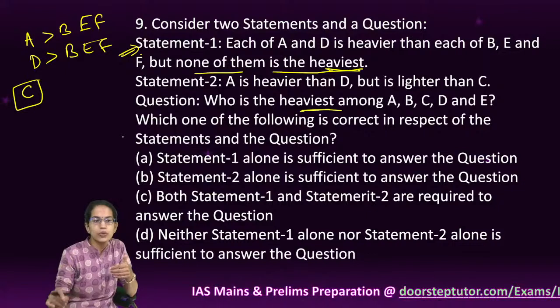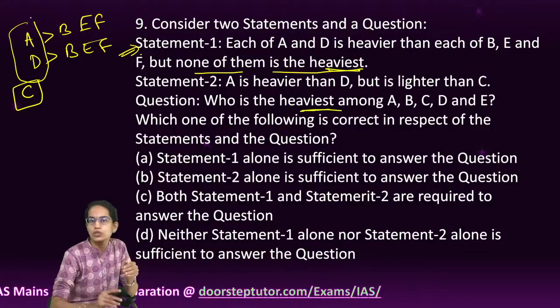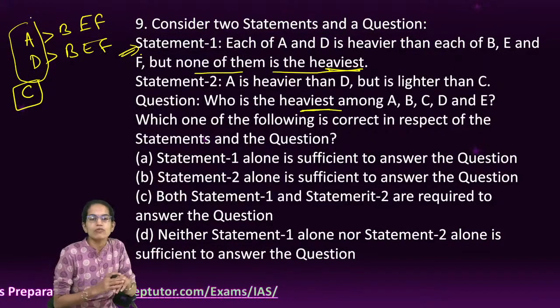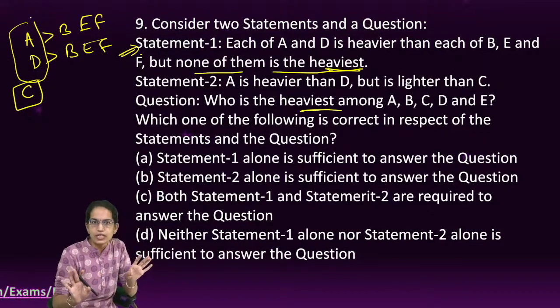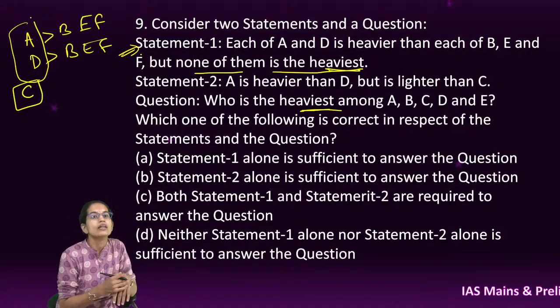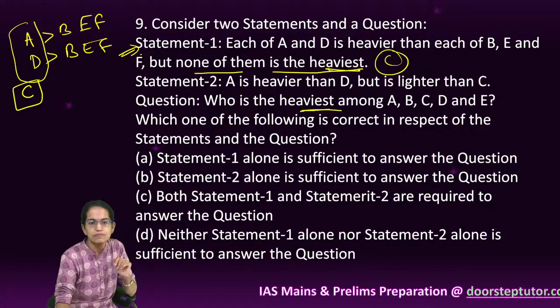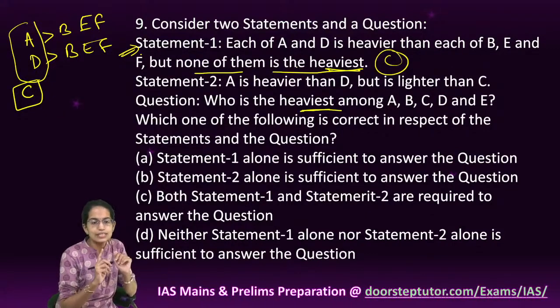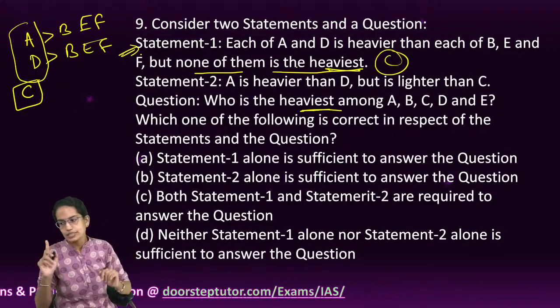Now the students queried that we don't know the relation between A and D. You need not know, because you have to find out the heaviest. And it clearly says that of the 5 given here, none of them are the heaviest. So who is the heaviest? The one that is missing. So who is missing? C is missing. So we can find out C is the heaviest. Okay, so that is how we understand that statement 1 is correct.